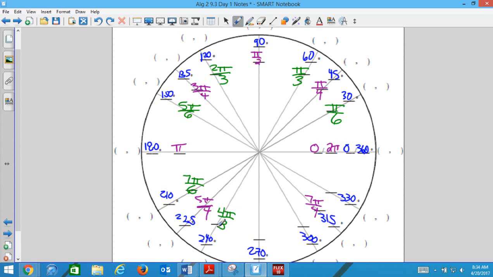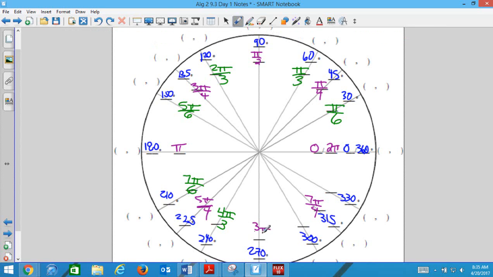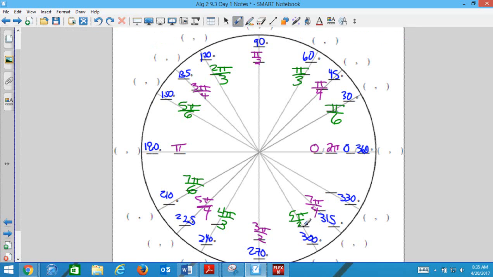Oh, wait, did I really never fill that one in? Yeah. Oops. So that's 8 pi over 6. This is 9 pi over 6, which reduces to 3 pi over 2. And then we've got 10 pi over 6, which reduces to 5 pi over 3. And then we've got 11 pi over 6. And then we've got 12 pi over 6, but that one we already have written down. So you need to be able to come up with these values, and you need to know where they're located.